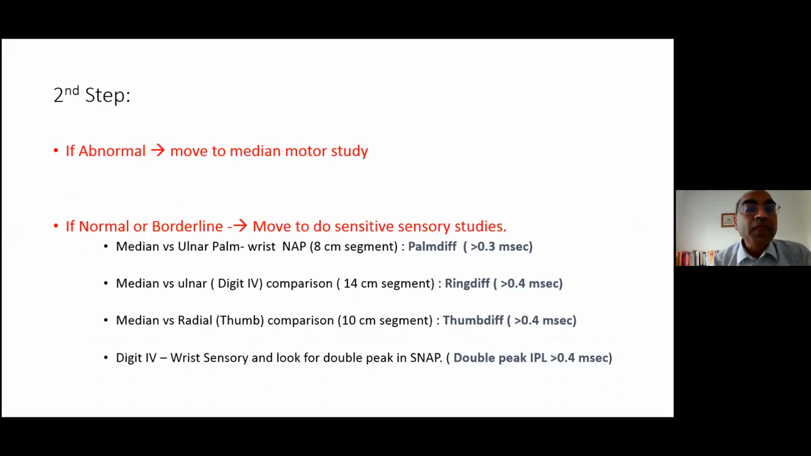Okay, then what sensitive test can we do? So the slide moved, isn't it? Yeah. Yes, yes.